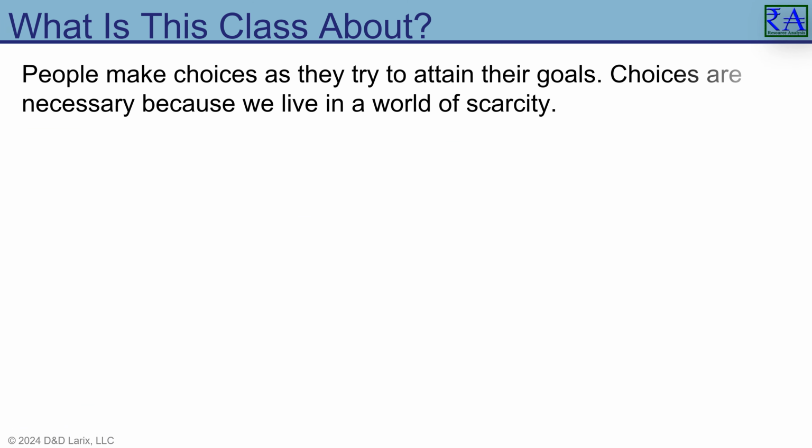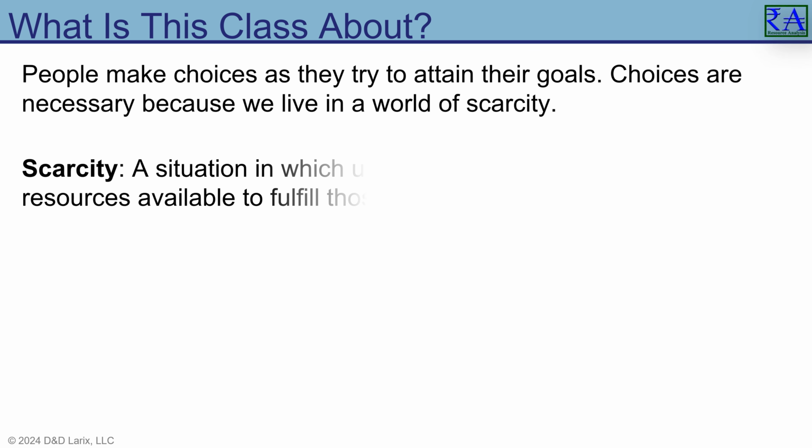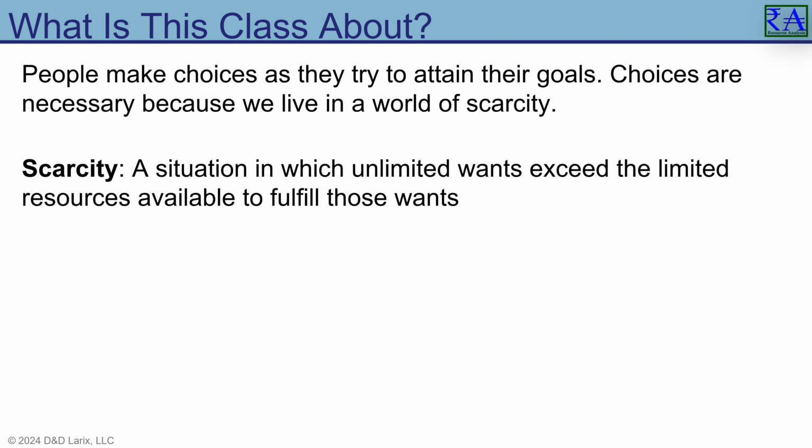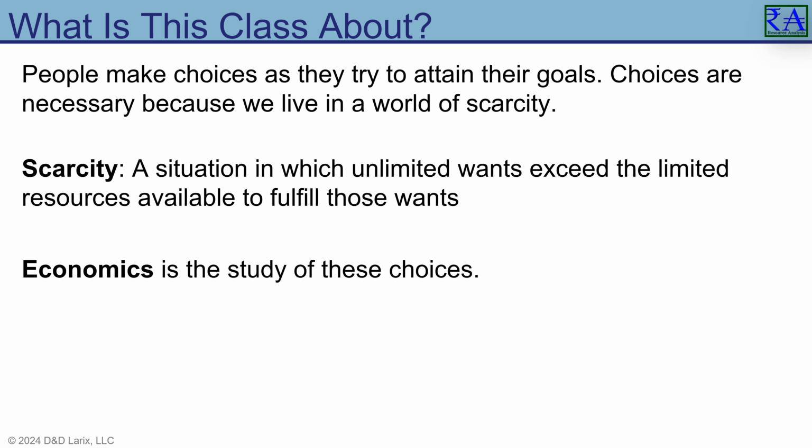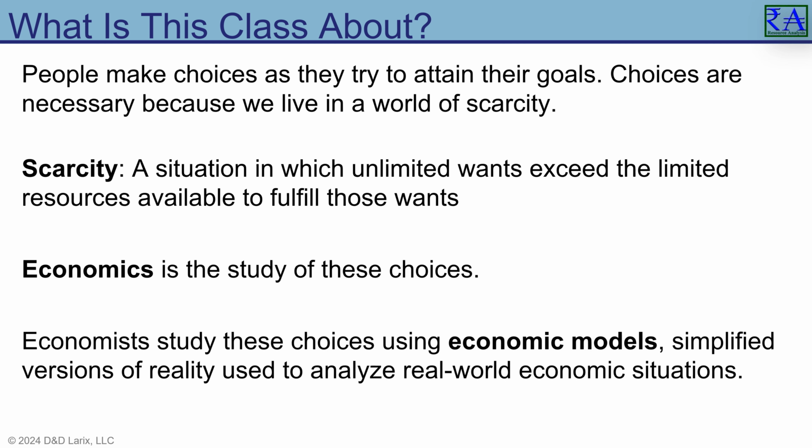Economics is fundamentally about making choices to achieve goals. People must make these choices because resources are limited while their wants are virtually unlimited. This situation, known as scarcity, forces individuals and societies to prioritize and make trade-offs. Scarcity occurs when the resources available are insufficient to fulfill all human desires and needs. Economics, therefore, is the study of how people and societies navigate the trade-offs to attain their goals.